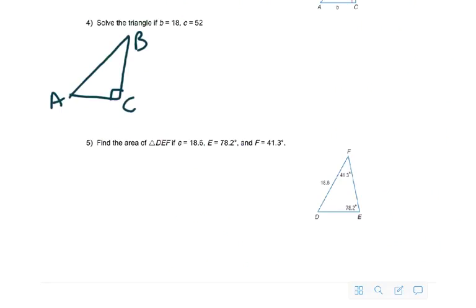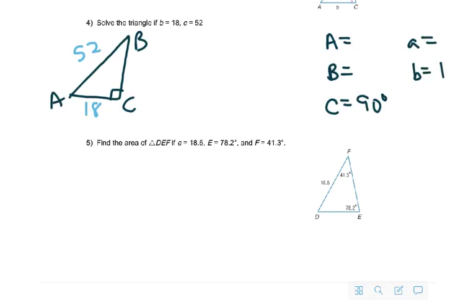We're going to use that triangle one more time, and we're going to solve the triangle if side B is 18 and side C is 52. Okay, so remember when we are solving a triangle, we're going to make a chart, and we're going to put in our givens, and I know angle C, I know side B and side C.